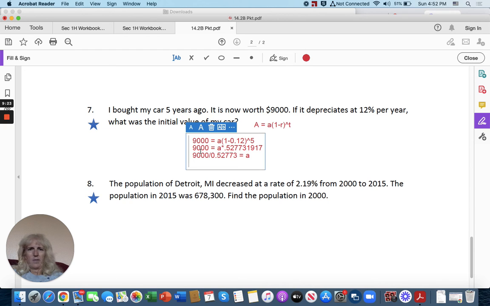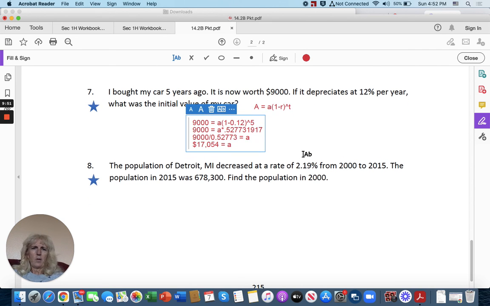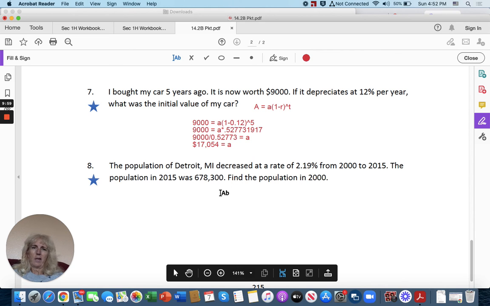So the initial amount, 9,000 divided by 0.52773, and I get $17,054.17. So I would get $17,054. And I'm not going to worry about the cents right now. Okay, I think you can finish the rest. That was hard because you're not looking for the big A or the amount. You're looking for the little a. This one right here, you're also looking for the little a.